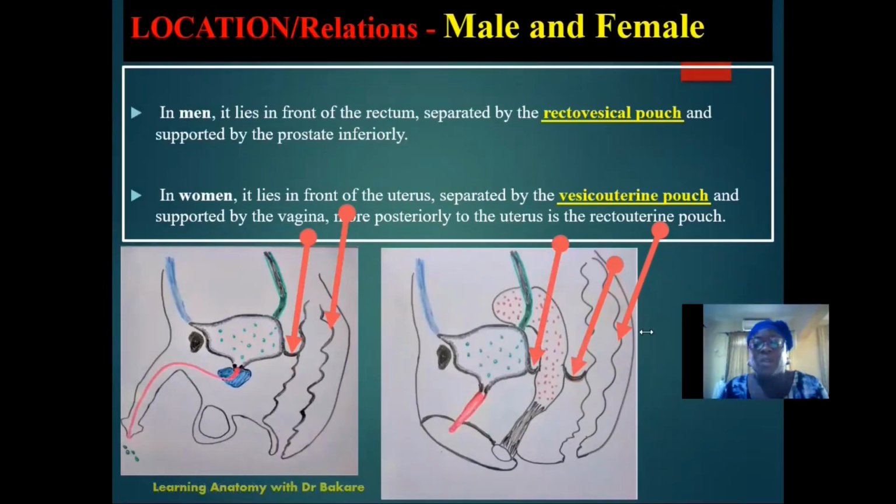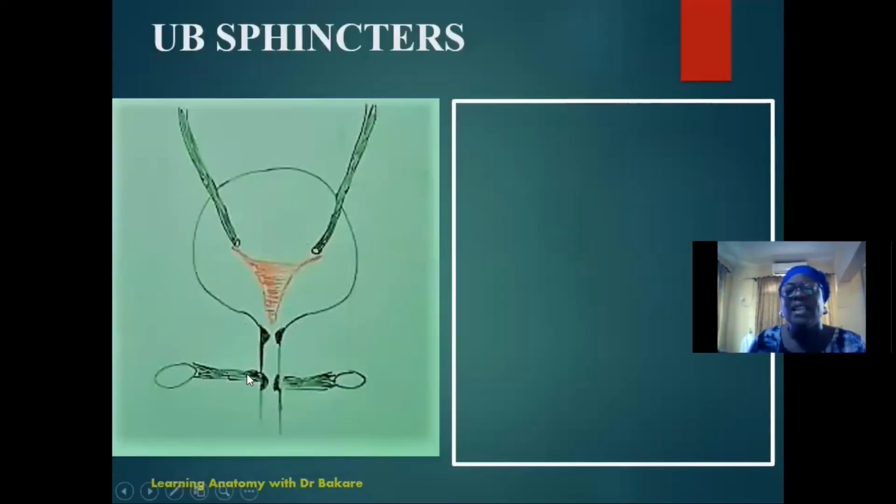Apart from these pouches creating structural support in female, they also help to create a means through which the uterus can expand during pregnancy, so that as the fetus continues to increase in size, they will also create space for it to expand. Then sphincters, considering the urinary bladder's function in helping to store urine.